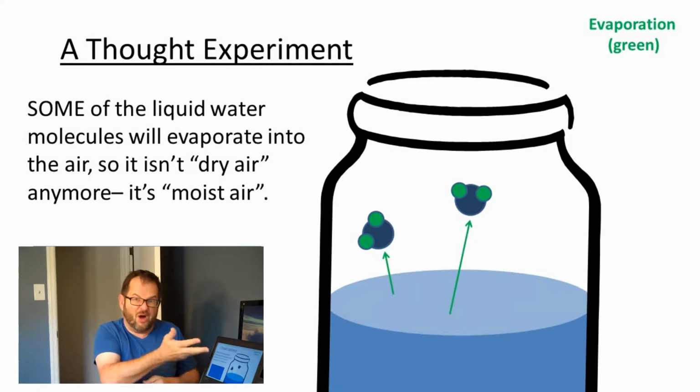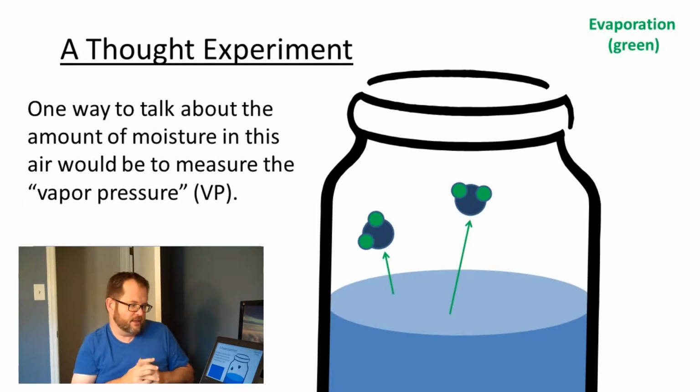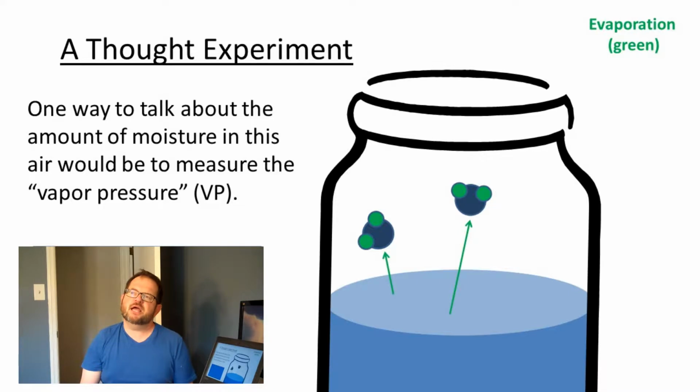We don't yet have a way of quantifying this, but we can talk about it. There's water vapor in the air now. It turns out there's a whole bunch of different ways we could describe the amount of water vapor that's in the air. But at this relatively early juncture in the lecture, one very simple way to think about the amount of water vapor in there is what's called the vapor pressure.